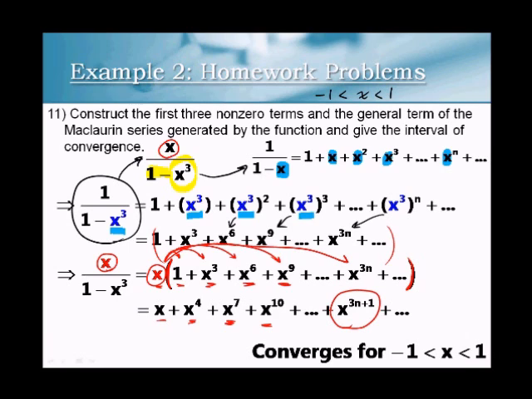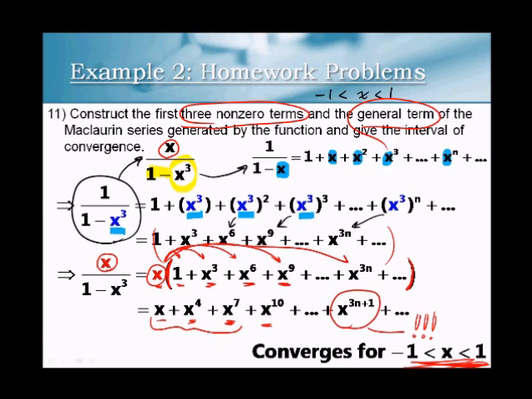That's our answer. I've got the first 3 terms, the first 3 non-zero terms just like they asked for, and I got the general term. That's our general term. And we've got our interval of convergence from -1 to 1. So it's pretty cool. That's how you do that homework problem, and that's kind of a general tactic that you repeat on that entire assignment.